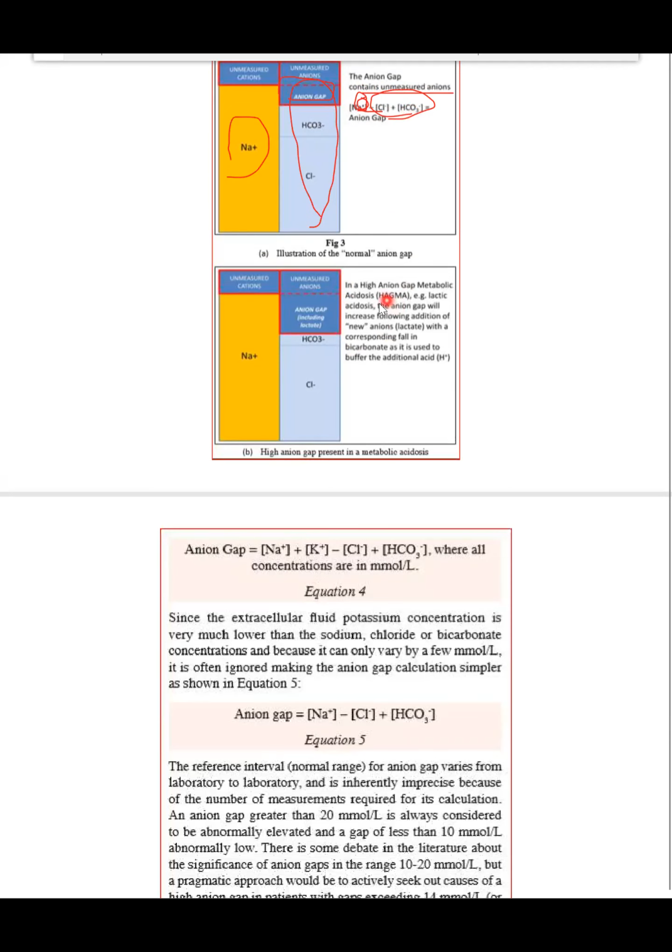When we have high anion gap metabolic acidosis due to MUDPILES like sepsis, salicylate, starvation ketoacidosis, all of that will increase the anions, okay? So the anion gap will increase. So any one decrease this HCO3 will increase the anion gap, okay? So the anion gap will increase in this.